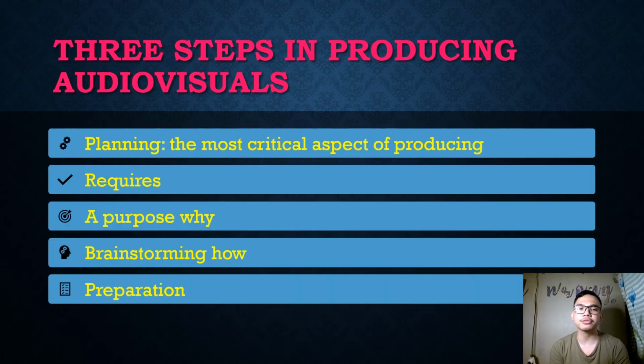There are 3 steps in producing audio visuals. First is the planning, the most critical aspect of producing. It requires a purpose why, brainstorming how, and the preparation and execution of the audio visual. It is very important to provide a plan to have a very nice outcome.